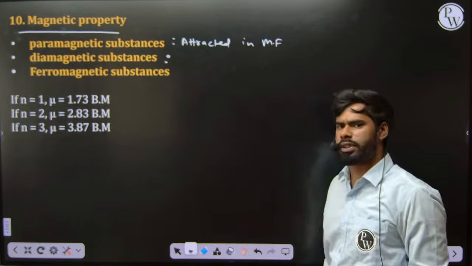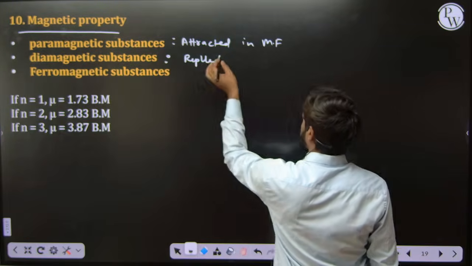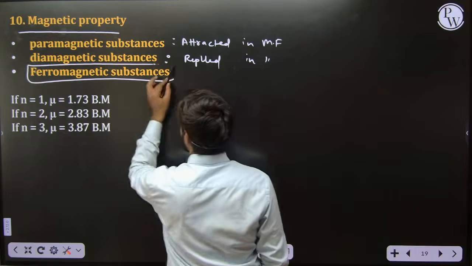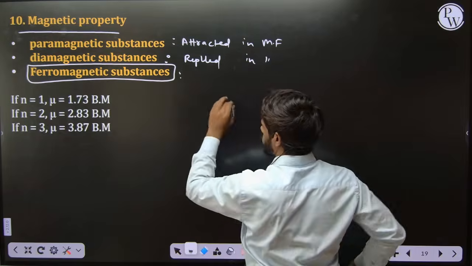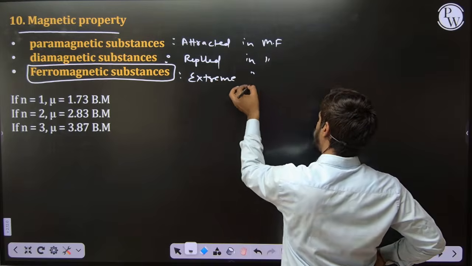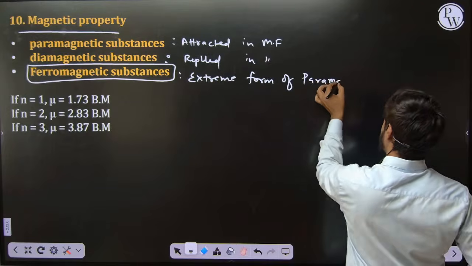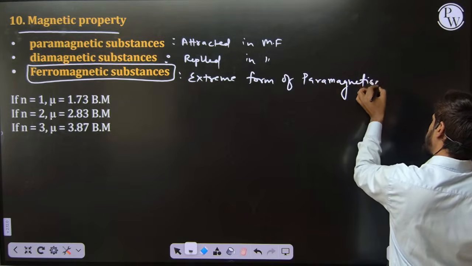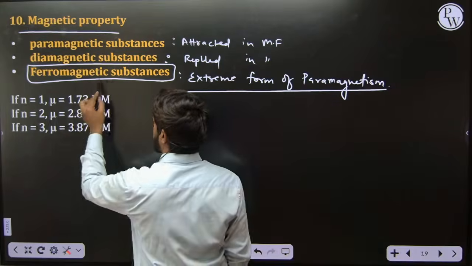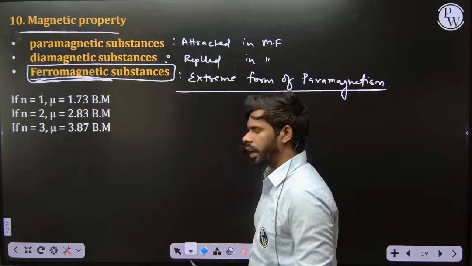Diamagnetic species are those which are repelled in a magnetic field. Ferromagnetic substances are very important, as given in the NCERT also: it is an extreme form of paramagnetism. Highly attracted in a magnetic field, then it is a ferromagnetic compound.